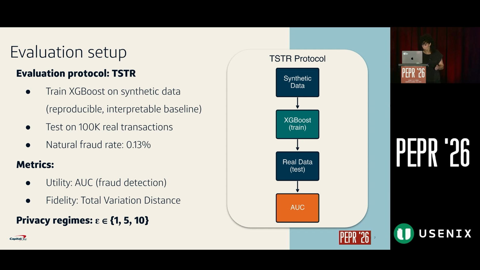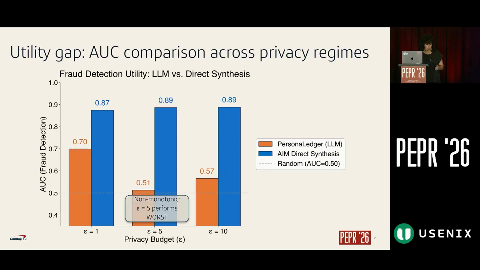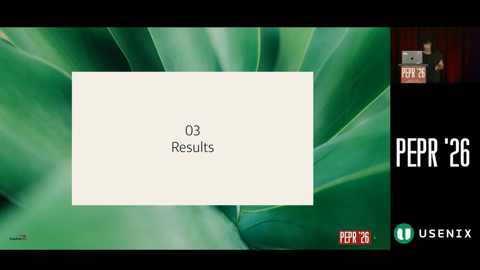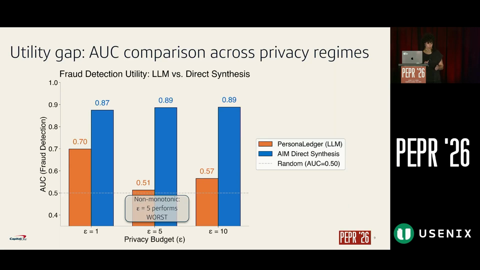Okay, so now I'm going to show you what we found. Here, what we're looking at are the results of utility. This is the performance of the fraud classifier on the downstream task of fraud detection. In orange is PersonaLedger, and blue is the baseline of direct synthesis using AIM.